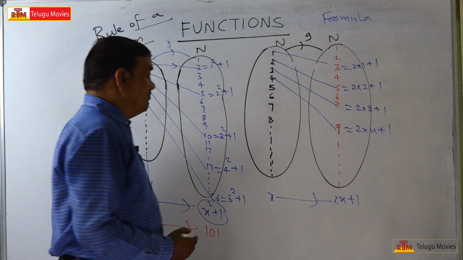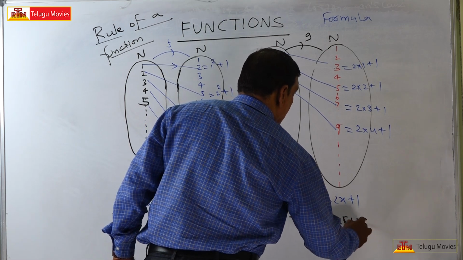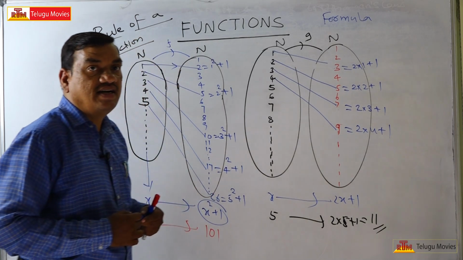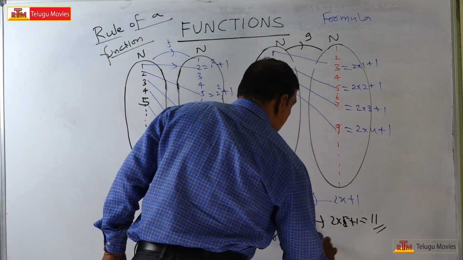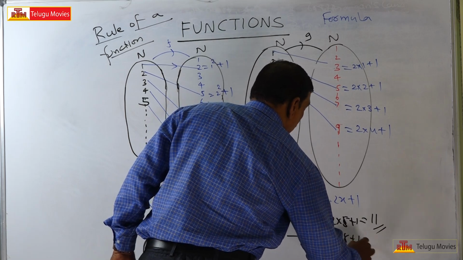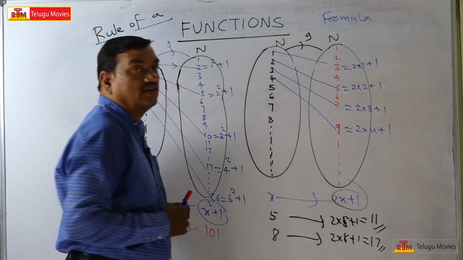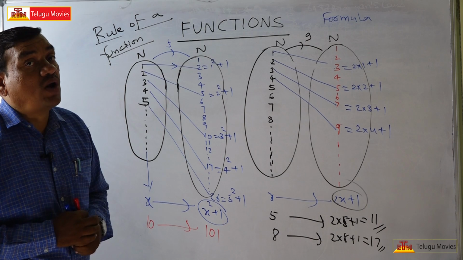That means if it is 5, then it is 2 into 5 plus 1. 2 fives are 10, 10 plus 1, 11. If your element is 8, then it is 2 into 8 plus 1. 2 eights are 16, 16 plus 1, 17. So this 2x plus 1 is called the rule or formula of that function.